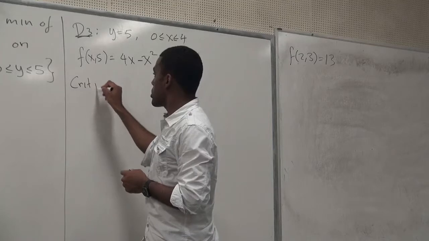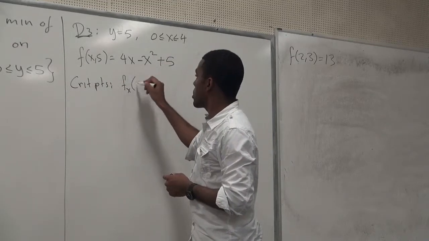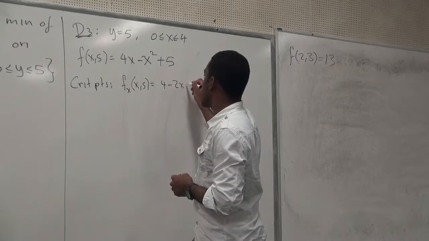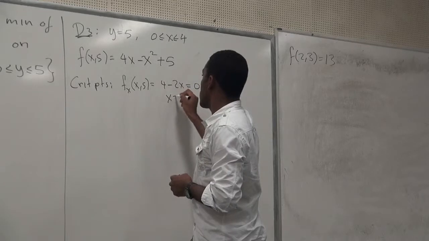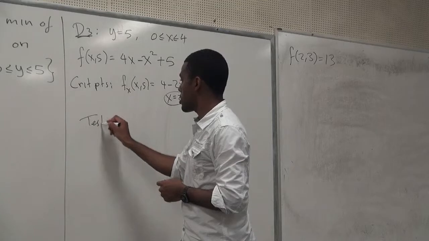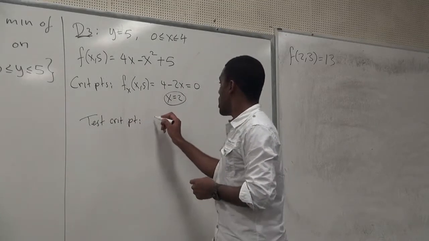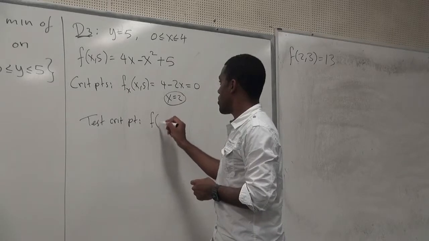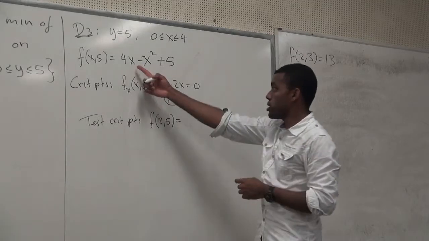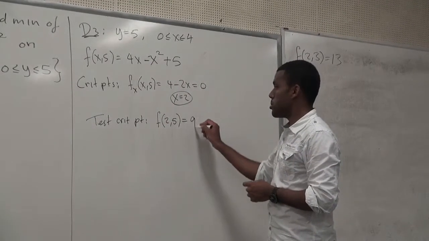Find critical points. This means you take the derivative with respect to x, which is 4 minus 2x equal to 0. X is equal to 2. So test critical points. We have f of 2 comma 5 is what we want to test. So I just plug in 2 here. That gives me 8 minus 4, plus 5, so that gives me 9 as well.